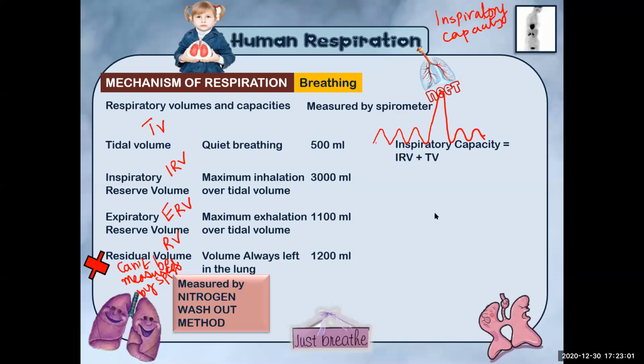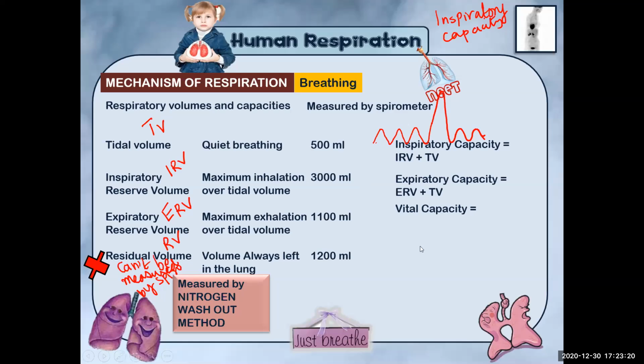The inspiratory capacity was IRV plus TV, expiratory capacity would be ERV, expiratory reserve volume, और tidal volume में भी तो expiration होता है ना, so expiratory capacity is ERV plus TV.